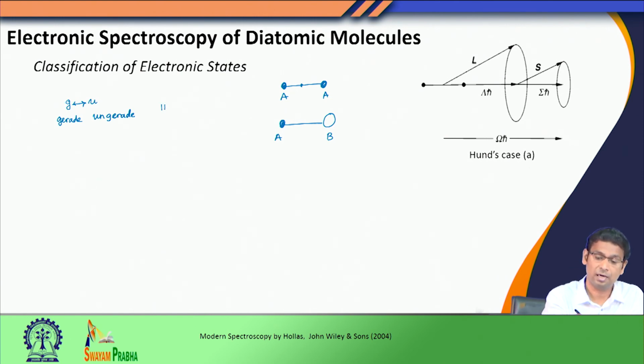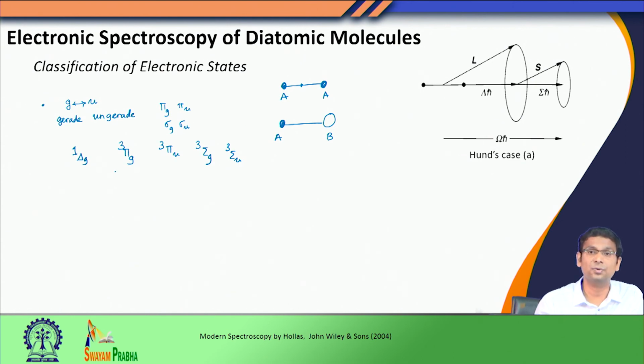So, you must have come across pi g, pi u or sigma g, sigma u type of molecular orbitals on this argument. Therefore, when we are generating the states, the triplet pi state we have here can be triplet pi g or triplet pi u, or you can have triplet sigma g, triplet sigma u or singlet delta g, and so on and so forth. So, this g and u represent whether they are even or odd, symmetric or antisymmetric, with respect to the center of inversion.